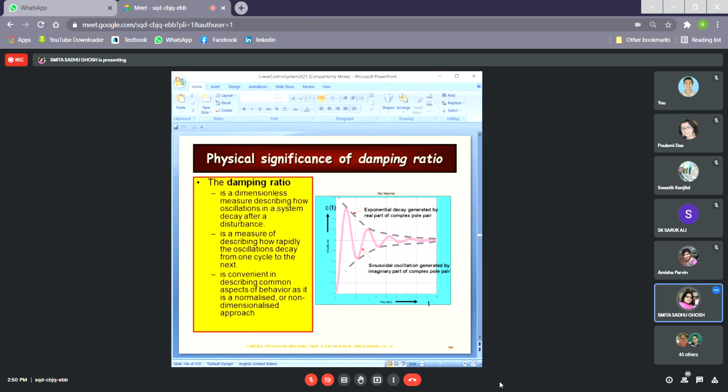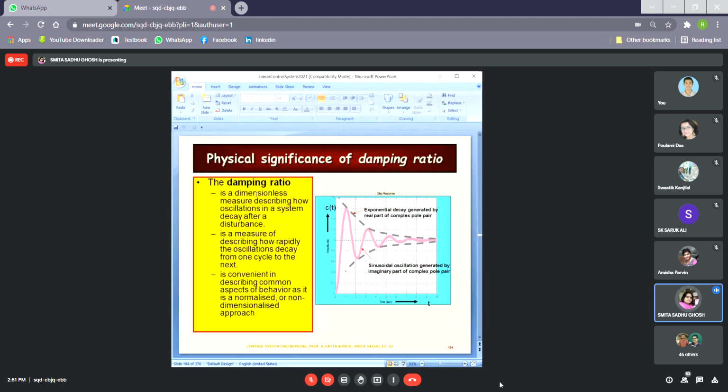Disturbance includes, say, a forcing function, meaning that if I apply a force, that's in the mechanical system. In an electrical system, the equivalent would be if I apply a voltage source, right? So after a disturbance or a forcing function is applied, how the oscillations decay is what the damping ratio shows. The damping ratio is the factor on which the decay of such oscillations depends. And the damping ratio is dimensionless.